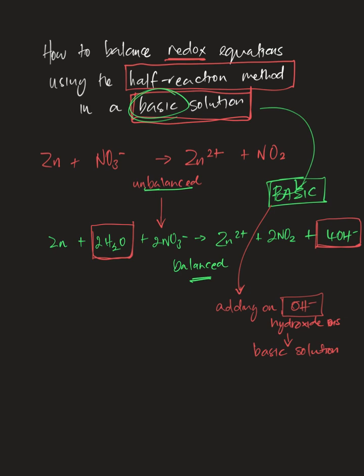So let's start with some of the things that we talked about previously, about the steps that we're looking at. Let's say they want you to balance this equation in a basic solution. So you've got Zn plus NO3 minus going to give you Zn2 plus and NO2. With that, the first thing you need to do is assign oxidation numbers.